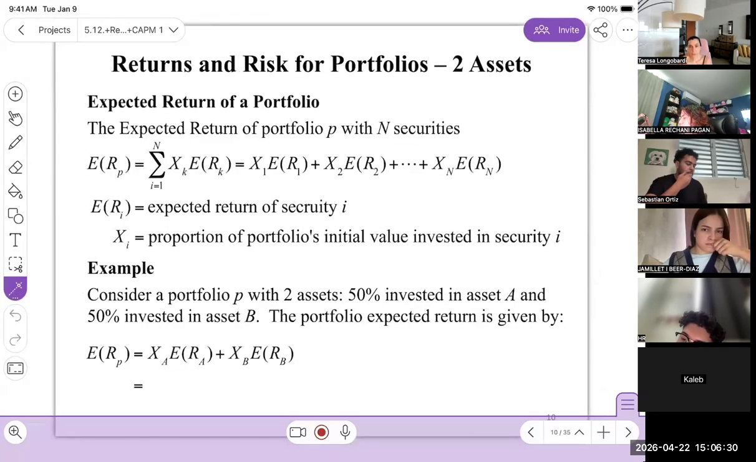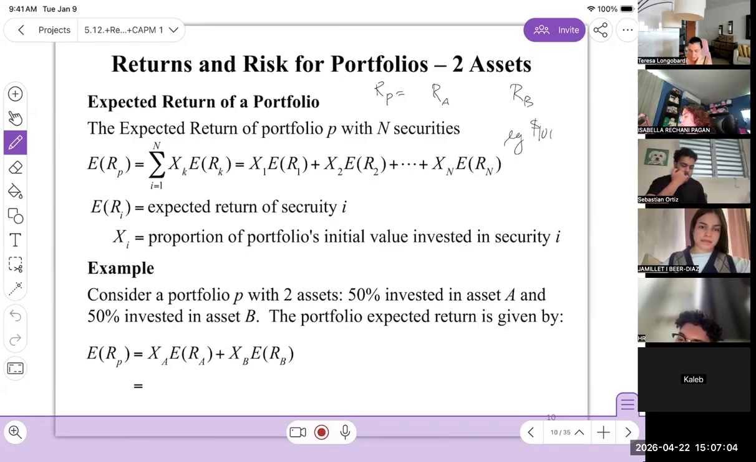All right, so I'm going to introduce or reintroduce something you should have learned in statistics or in my class if you took it with me before, which is combining two variables to create a new variable. And what are the mean and variance of doing that? So I'm going to create a new variable, RP. This is the return on a portfolio of two assets. And I'm going to combine RA and RB.